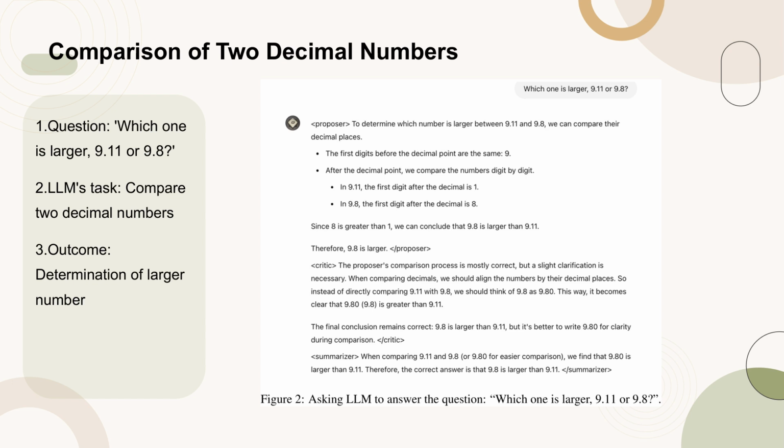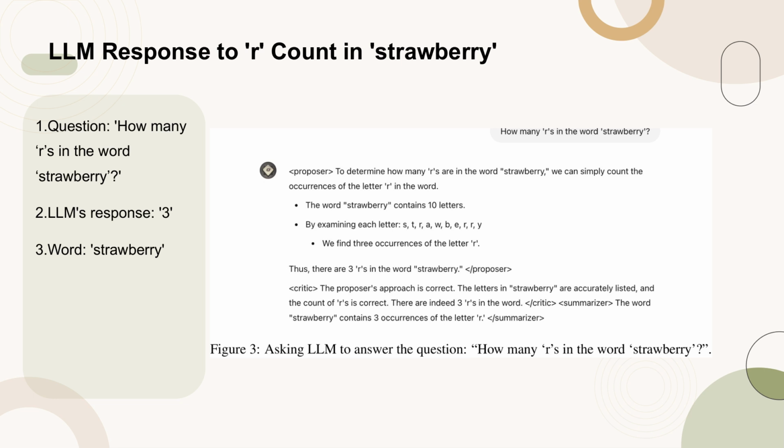Figure 2 illustrates the process of asking a large language model, LLM, to compare two decimal numbers, specifically 9.11 and 9.8. The LLM's task is to determine which of these two numbers is larger. This example highlights the model's capability to perform basic numerical comparisons, showcasing its potential in handling quantitative tasks. Figure 3 illustrates the interaction with a large language model, LLM, where the user asks the question, "How many R's in the word strawberry?" The LLM responds with the answer 3. This example highlights the model's ability to process and answer specific queries about word composition.